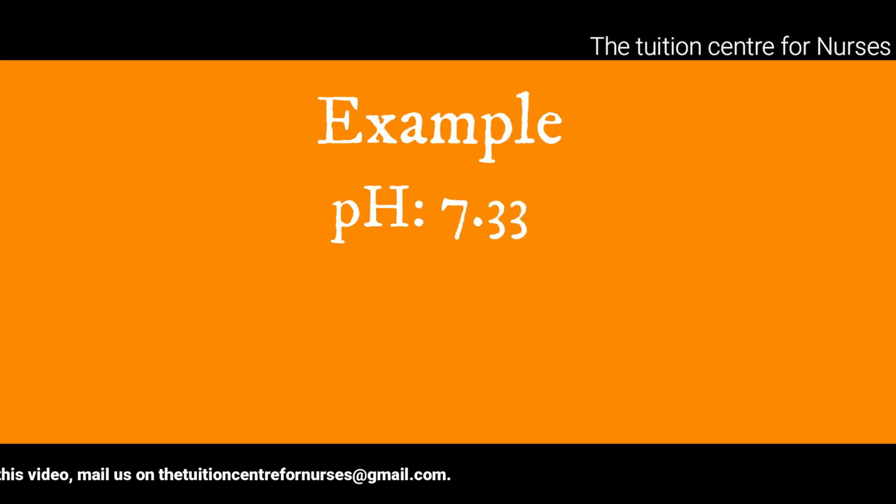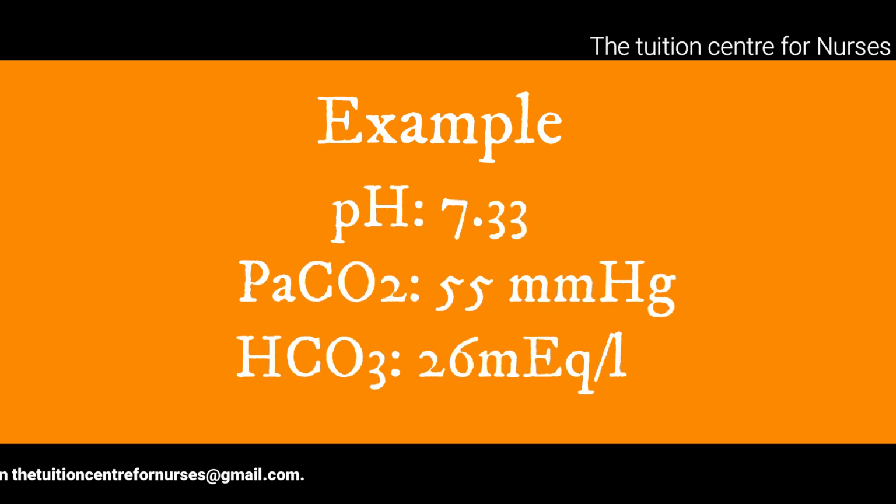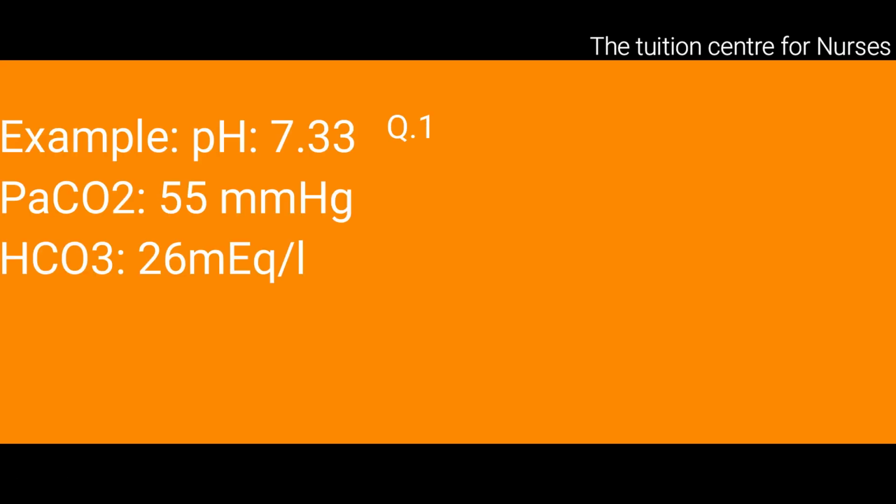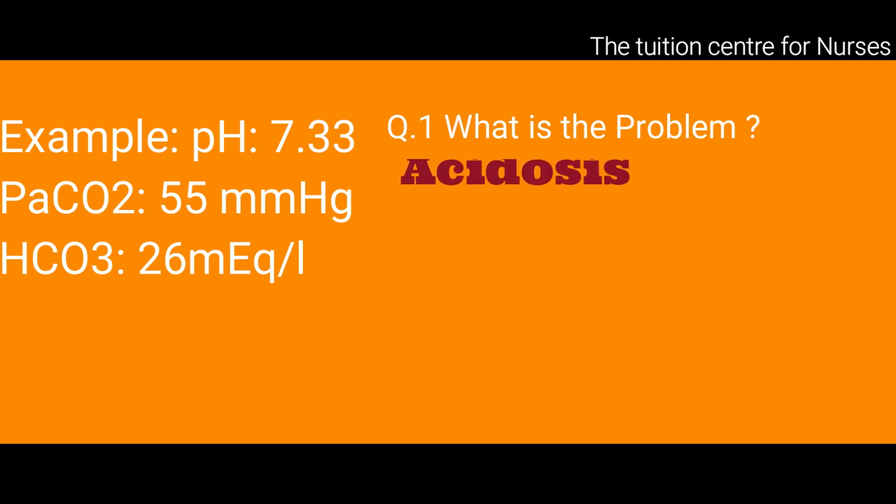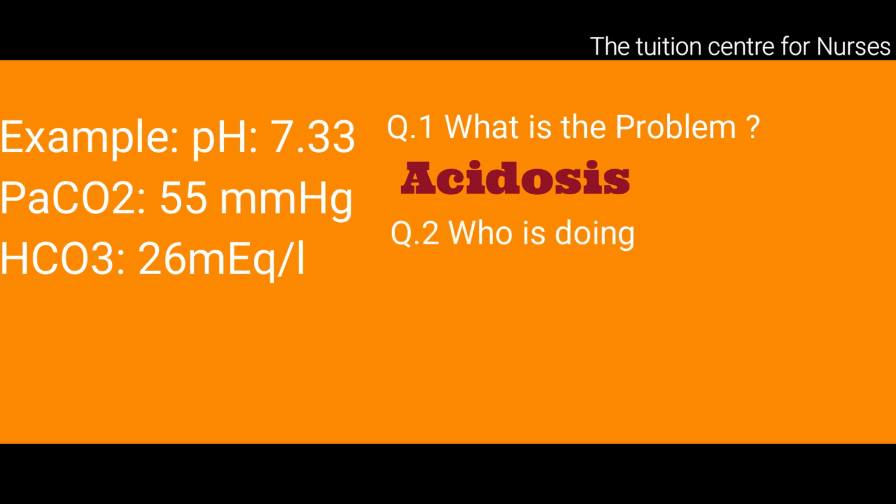Let's take a quick example to demonstrate this. Here the pH is 7.33, the PaCO2 is 55 mm of Hg and HCO3 is 26 milliequivalent per liter. So our first question is, what is the problem? So we will look at the pH. So the pH is less than 7.35, so the answer is acidosis. Our next question is, who is doing this? So for that, we have to first look at the PaCO2 value. The PaCO2 value is 55, which is higher than normal.